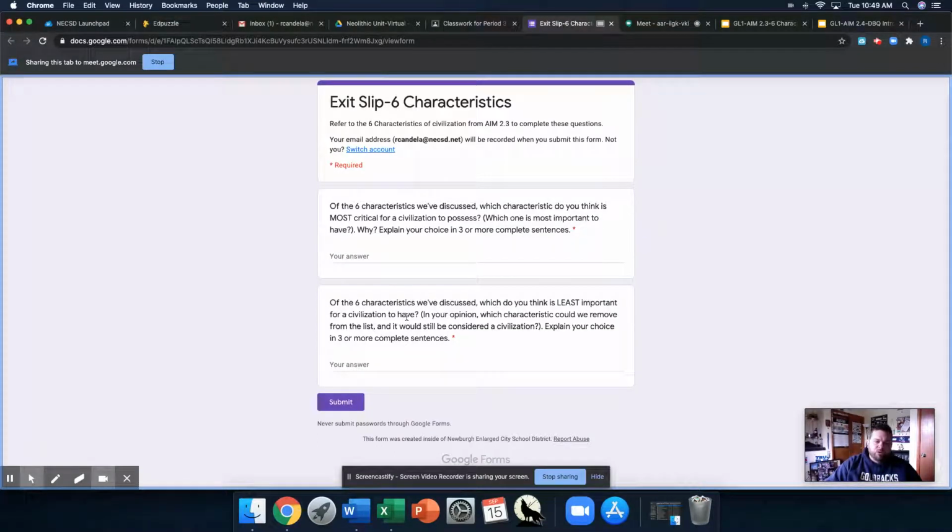And then number 2, of the 6 characteristics we've discussed, which do you think is least important for a civilization to have? In other words, which of those 6 could we get rid of, and we could still consider that group of people a civilization? I'm going to ask you to explain your choice in 3 or more sentences for that one also. So it's really just these 2 questions that I want you to consider going forward. I'd like you to think critically about this list of 6 that we've put out.